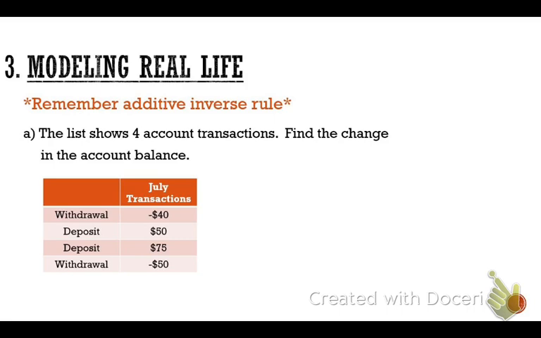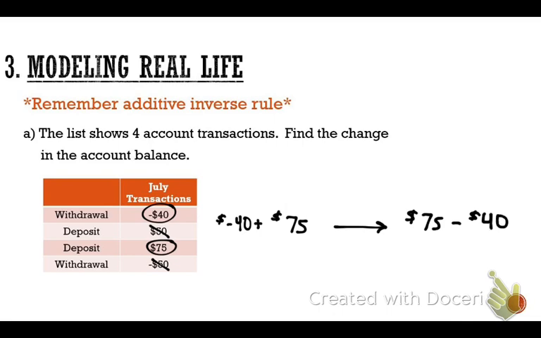So before I even have to add 4 crazy numbers together, I can see, oh, I can get rid of 50 and negative 50 because those are opposite numbers and they always equal 0. Now all I'm left with is negative 40 and 75. I could see negative 40 plus positive 75, or you could write it either way, $75 minus $40. In either case, you will get the same exact answer. Can you guys tell me what is the final balance?